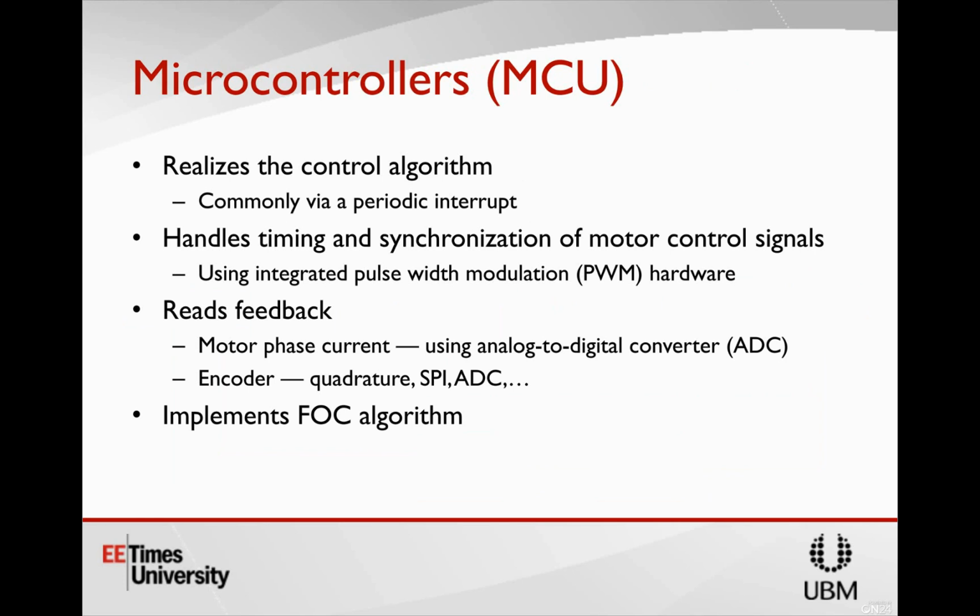It also reads the feedback. In this case, we're reading the motor phase current. We're using the analog to digital converters of the microcontroller to read back how much current is flowing through our motor. And we're also reading an encoder, which could be many different interfaces. It could be quadrature, it could be a SPI interface, it could even be an analog interface. We need to know that motor angle feedback in order to get the rotor position to do all the field-oriented control. And of course, later on in this presentation, we're going to talk about sensorless control, where we don't need to read the feedback from the encoder.